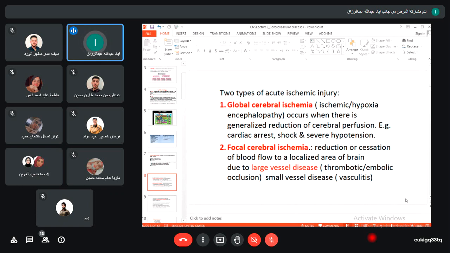Subacute changes come after 24 hours. Of course, if the hypoxia is incomplete, there will be necrosis and macrophage infiltration. Later, after death of neurons, there will be demolition, meaning removal of necrotic areas, and gliosis, repair by gliosis.